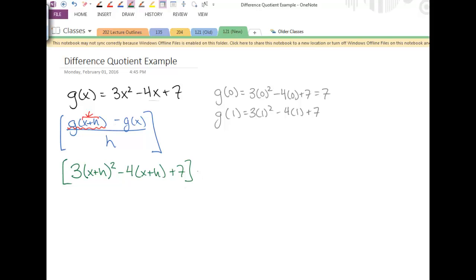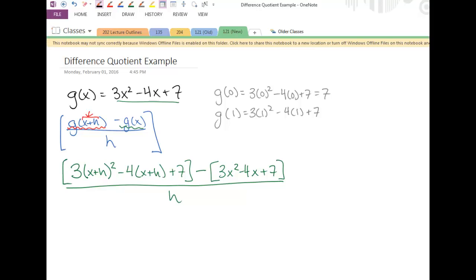All right, the next piece, we're supposed to subtract this g of x, and that part's easy because g of x is just exactly what we started with. So 3x squared minus 4x plus 7, all divided by h. So that's the setup piece, and this is kind of the toughest piece to get because of that tricky function notation. But from here, all we have to do is simplify.